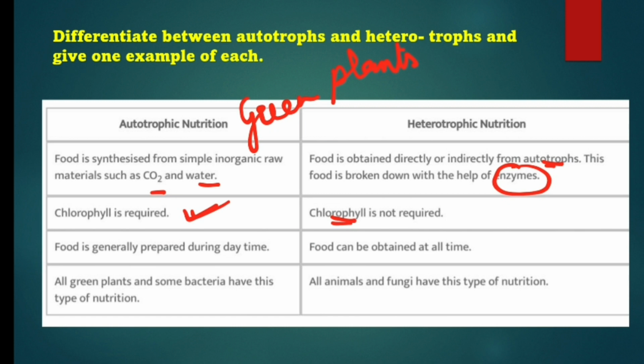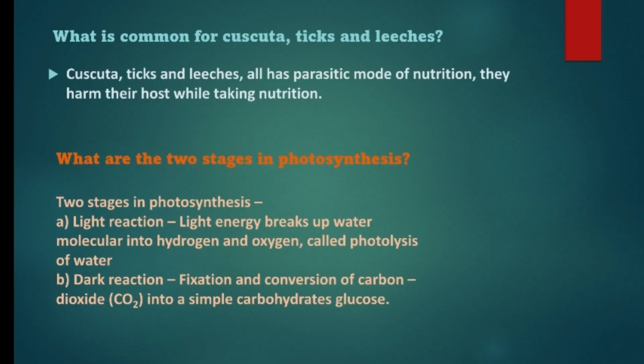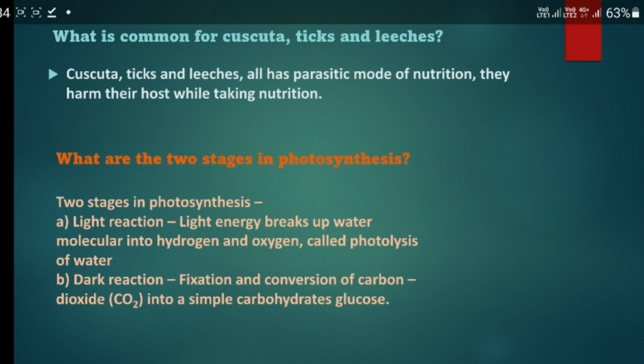Now you all have heard about blue-green algae. So blue-green algae are also examples of autotrophs, and heterotrophs, all animals and fungi, since they lack chlorophyll, have this type of nutrition. Okay, let's move forward. Now, what is common for cuscuta, ticks and leeches?